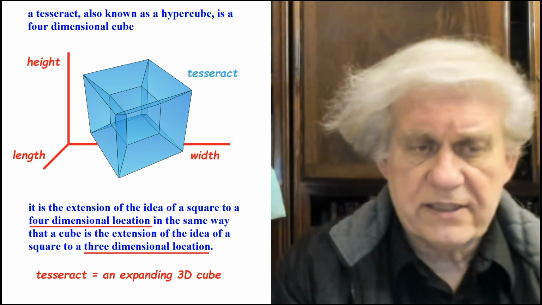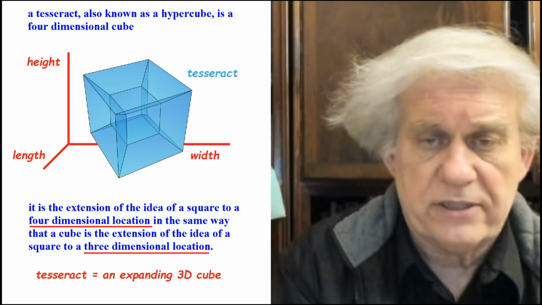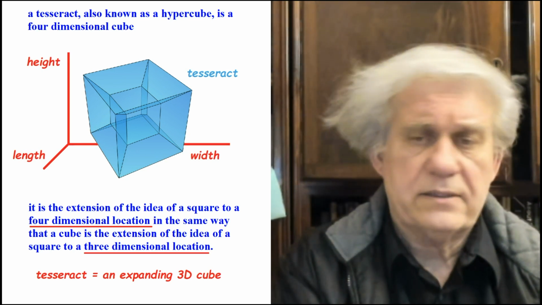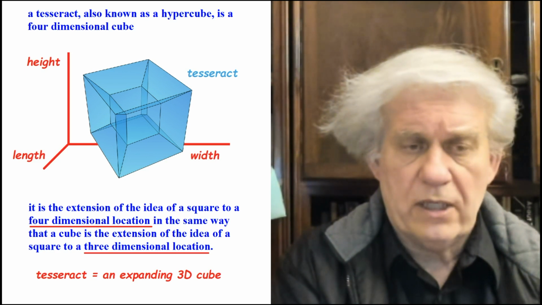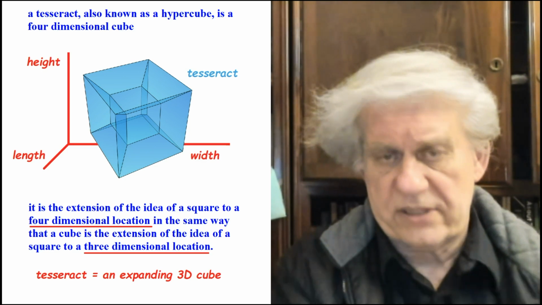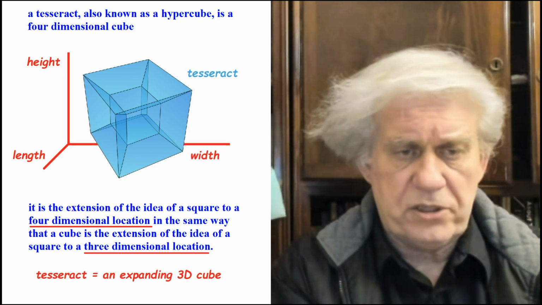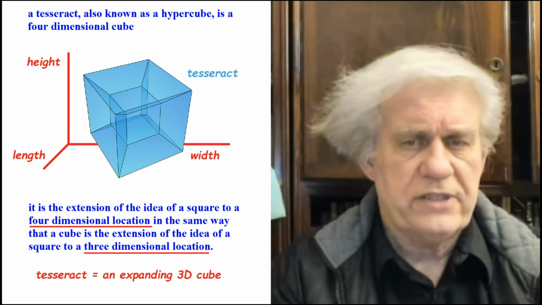It says that a cube is the extension of the idea of a square to a 3-dimensional location. Again, locations don't have dimensions. What a tesseract really is, okay, that one there is static, and so you say, well, yeah, I know what that is. That's a three-dimensional nested cube. But that's not the notion they have for a tesseract.